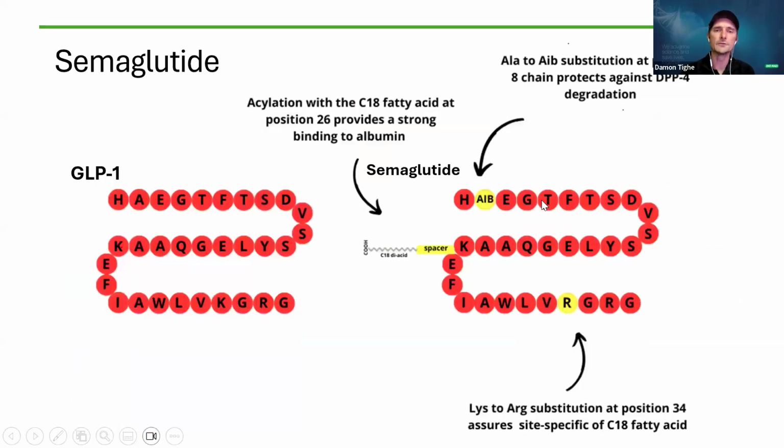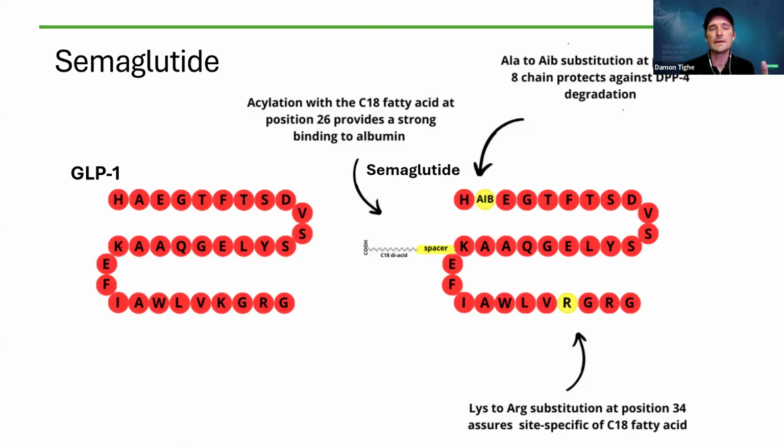Just to give you a visual of that, here's GLP-1 on the left, and here's semaglutide on the right. The big change that we find in the Gila monster is this change in the amino acid here, which gives you protection against DPP-4. And then the other big modification is that we've added a big spacer region onto the edge of the amino acid with a really long C18 tail to it. This basically increases the fatty-acid nature of the peptide.